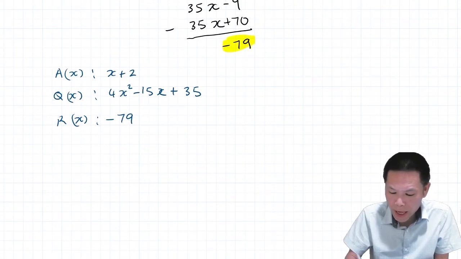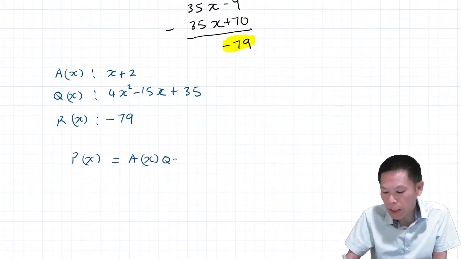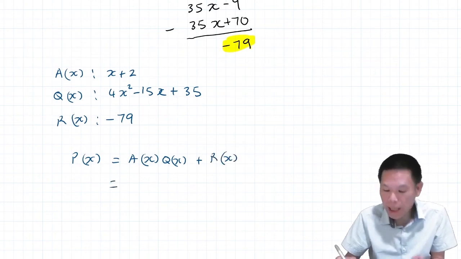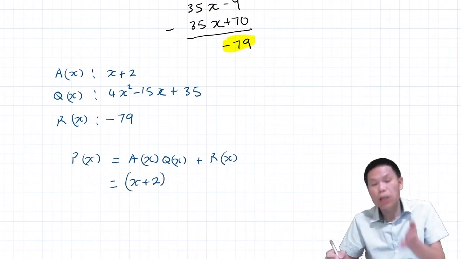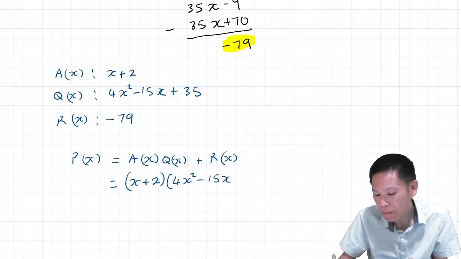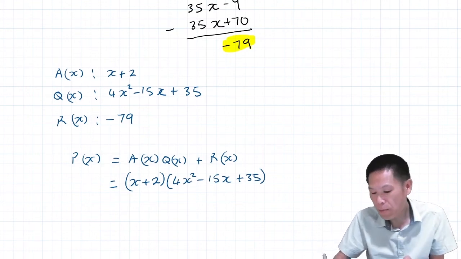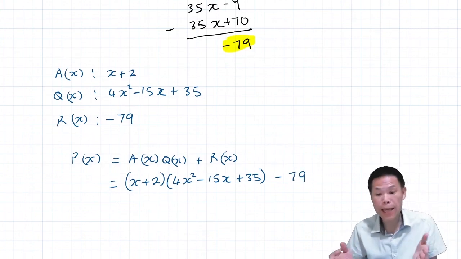So if I want to express my answer, P(x) is equal to A(x) times Q(x) plus R(x). And A(x) is the divisor, which is x plus 2. Q(x) is the quotient, that is 4x squared minus 15x plus 35. And then plus the R(x), the remainder, that is negative 79. There you go. So that's the answer.